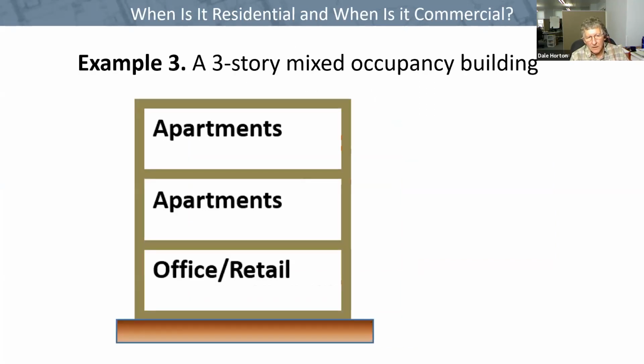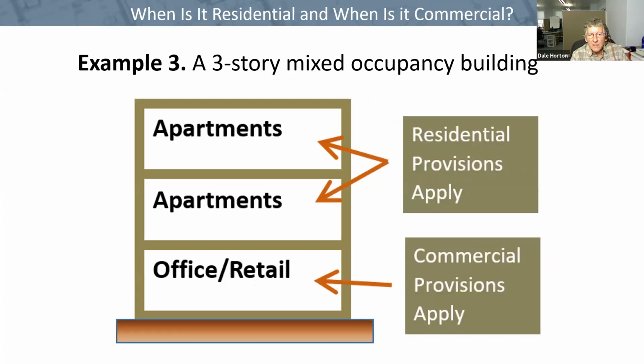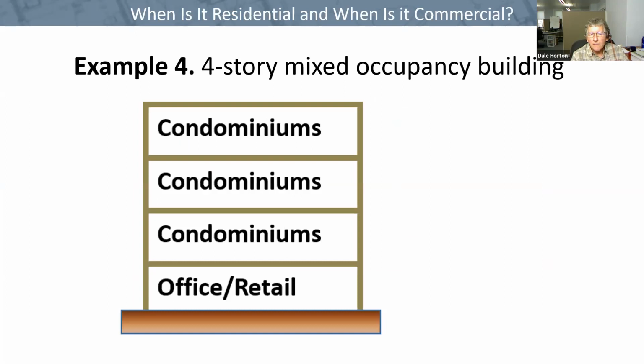I've got a couple more examples. Another one is a 3-story building that has 2 stories of residential above a single story of commercial. What the code says is that it's a mixed occupancy. You apply the residential provisions to the upper 2 floors, and you apply the commercial provisions to the lower floor.